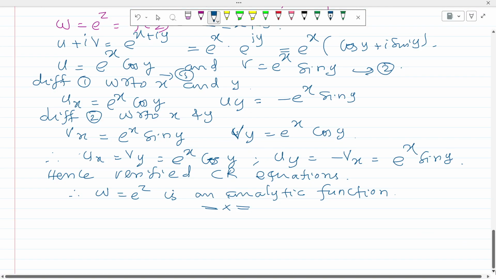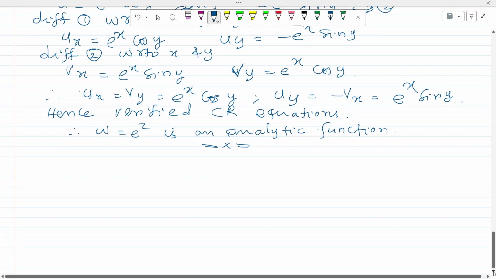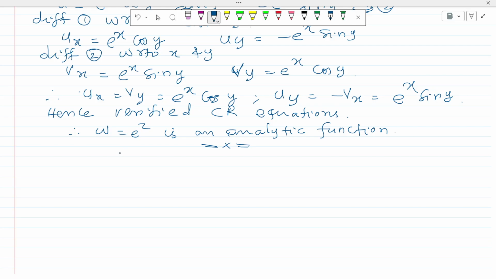So a compulsory problem will come from this. Okay, fine. To find f dash of z, where f of z equal to u plus iv.